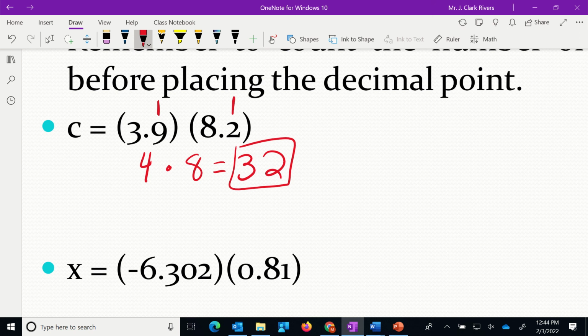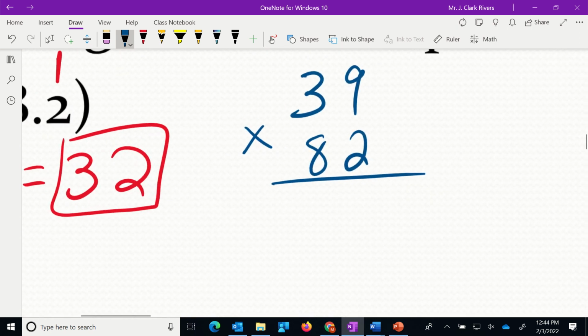So we're going to change 3.9 to 39. Everybody write down 39. And we're going to multiply that by, we're going to change 8.2 to 82. We just made both of those, like we slid our decimals over until we got integers, okay? And now we multiply. So let's see if we can't remember how to multiply. What's 2 times 9? 18. So we write an 8 here. We carry the 1. What's 2 times 3? 6 plus 1 is 7.